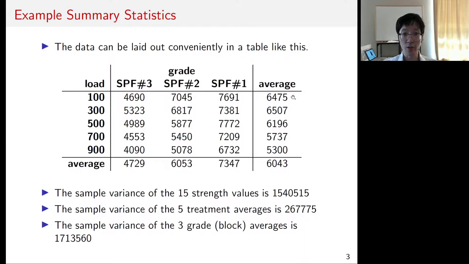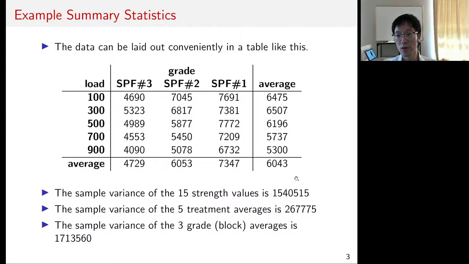Why is that Y bar one dot? Because that is the average of all the units assigned to treatment one, which was load level 100 units. So this is the average of the three units assigned to treatment one, Y bar one dot. Similarly down here, 4729, that's the average of the five units assigned to the block SPF number three. So 4729 is Y bar dot one. It's averaged over all the treatments for the first block. That's how we can relate these summary statistics to the model setup for randomized block designs.